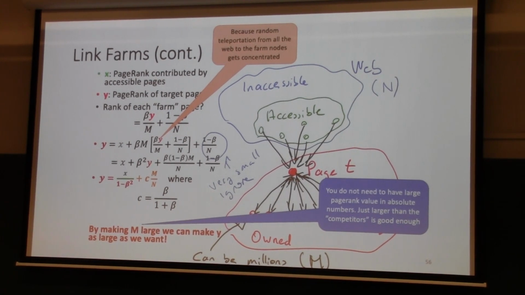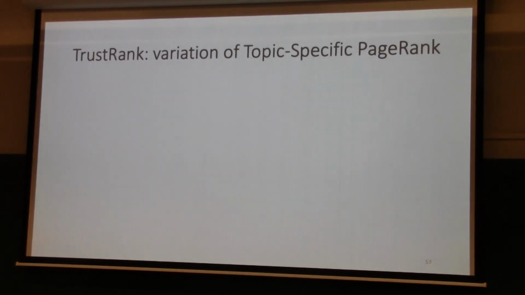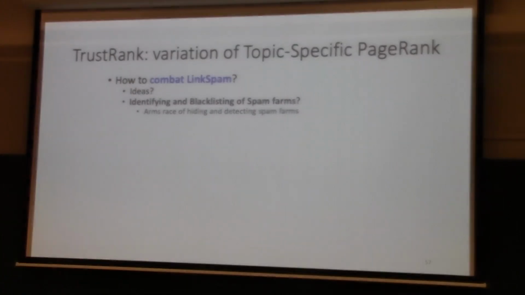That means Google is not that successful, right? But here's an idea how to fix it. This is called TrustRank, and it's based on a concept called spam mass. So we want to combat this. This is called link spam. Okay? How do you combat this?